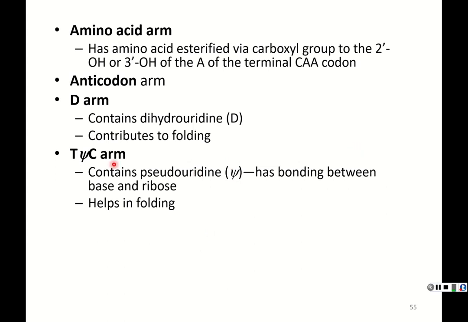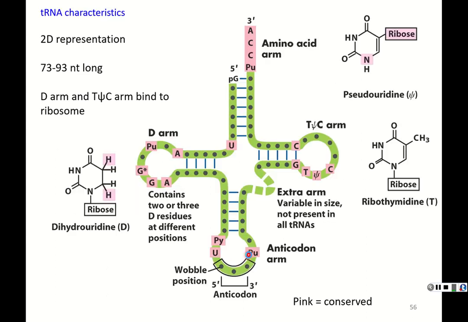And that's bonding between the base and ribose. Okay. And it helps also in folding. So really, these probably aren't as important. The most important arms to know are the amino acid arm and the anticodon arm, because those are the ones directly involved in translation.